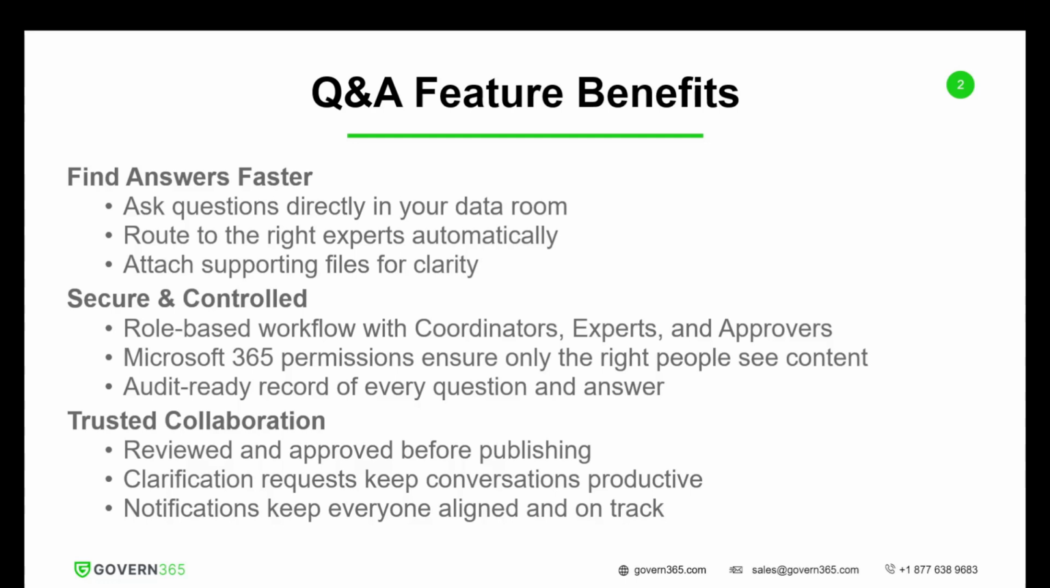It's secure and controlled. It's a role-based workflow with coordinators, experts, and approvers. The M365 permissions ensure only the right people can see content that's related to questions that they're asking or answering based on their assigned roles within the Q&A process. We also provide an audit-ready record of every question and answer. Finally, trusted collaboration, reviewed and approved before publishing. This makes sure that we're providing accurate and quality answers to the question asker. Clarification requests keep the conversations productive for refinement of answers, and notifications keep everyone aligned and on track.